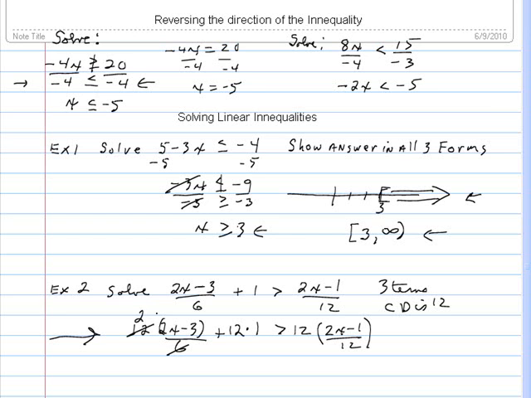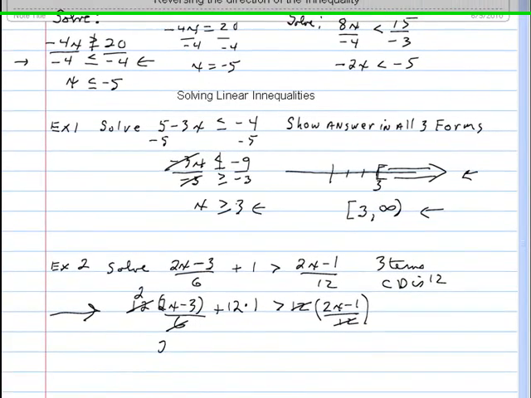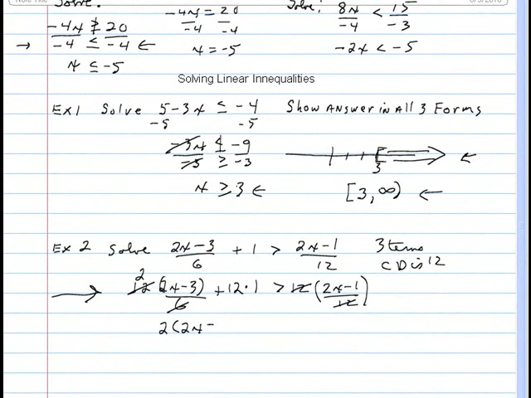Okay, the 6 cancels with the 12, so that gets rid of one denominator. The 12 cancels with the 12, and that gets rid of another denominator. We now have no denominators. So the result is 2 times 2x minus 3 plus 12 is greater than 2x minus 1. The next step is get x out of the grouping symbol, so we write 4x minus 6 plus 12 is greater than 2x minus 1.